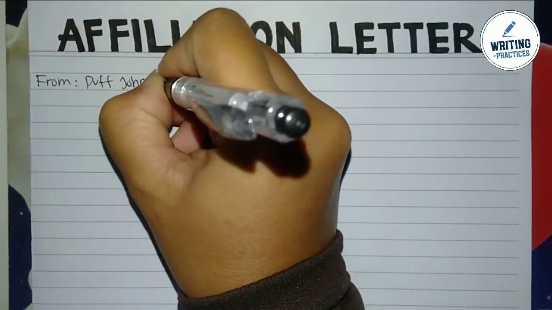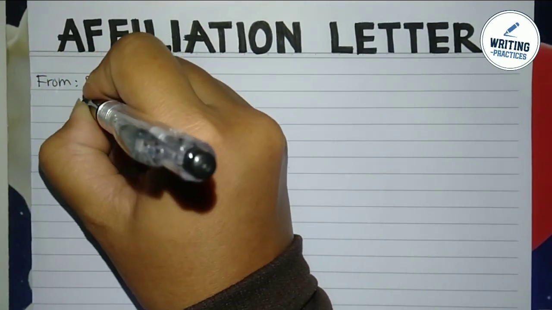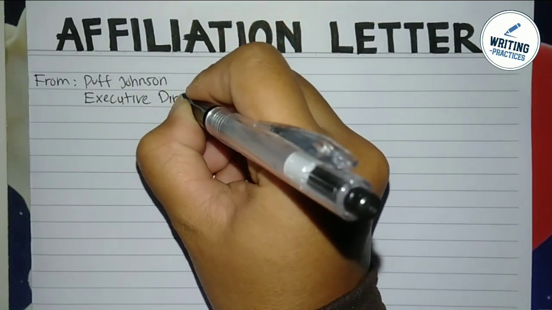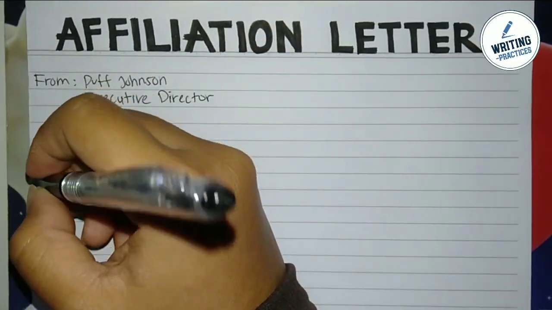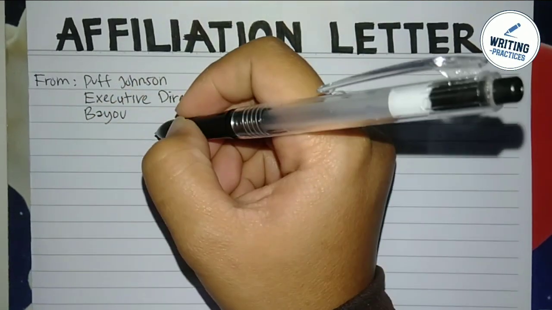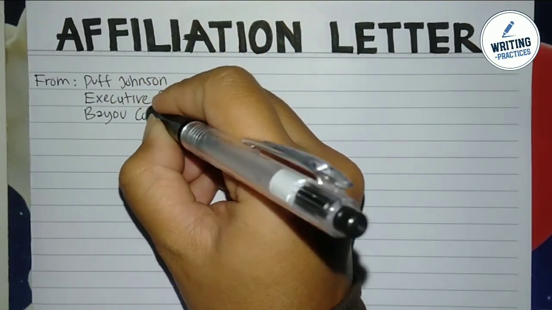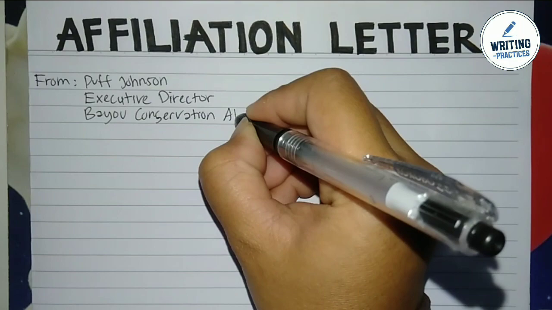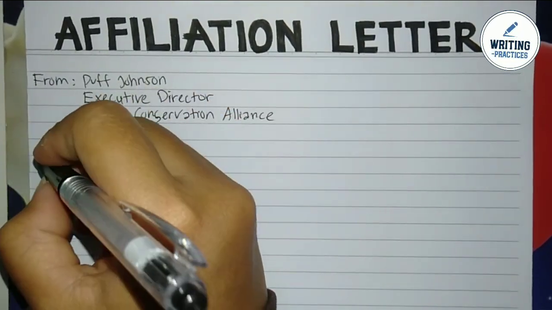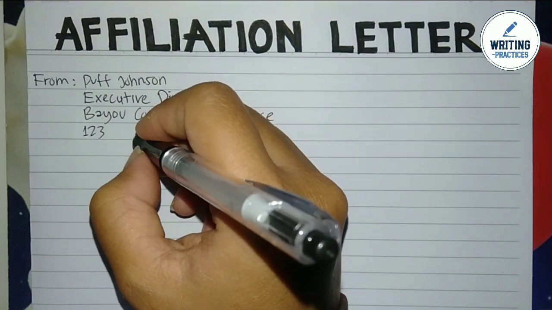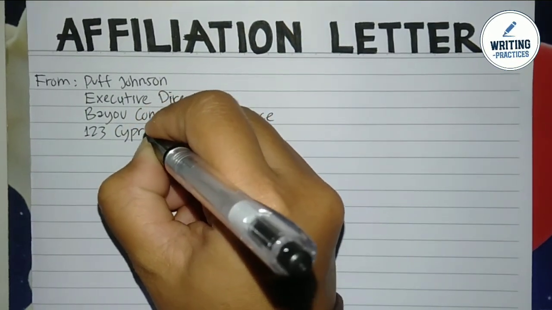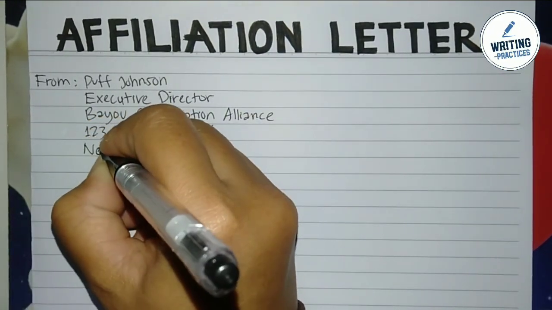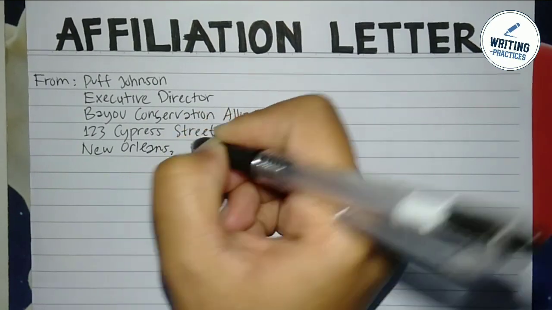Today, we are going to learn how to write an affiliation letter. What is an affiliation letter? An affiliation letter is a formal document written by one organization or individual to establish a partnership, collaboration, or affiliation with another organization. It typically outlines the terms, conditions, and expectations of the partnership and expresses the desire for a mutually beneficial relationship. Affiliation letters are often used in various fields, including business, academia, and nonprofit sectors, to formalize agreements and collaborations. Here, Writing Practices will show you how to write an affiliation letter step by step.